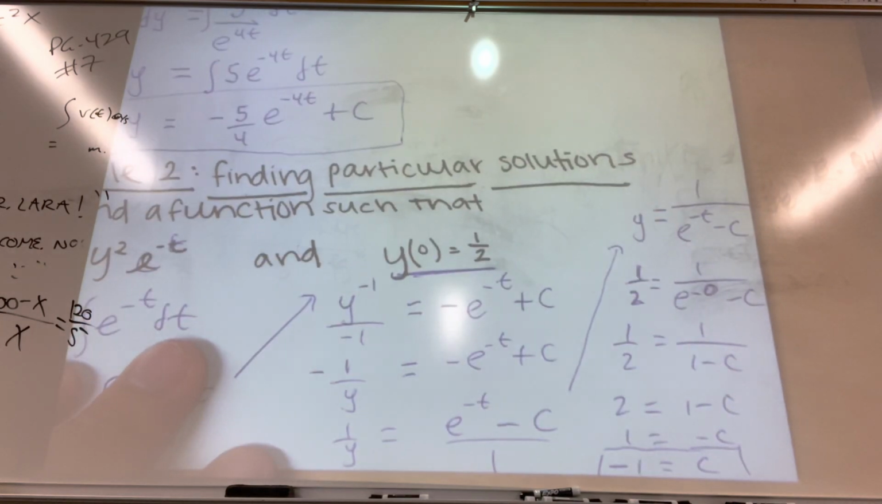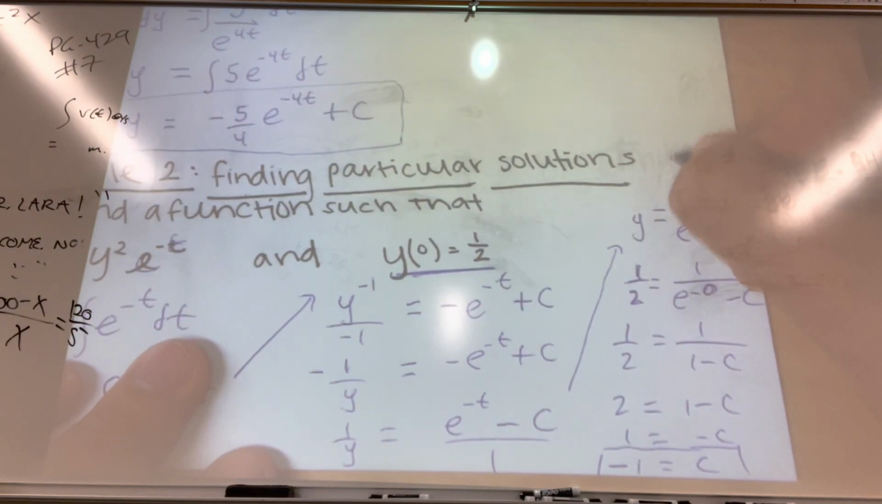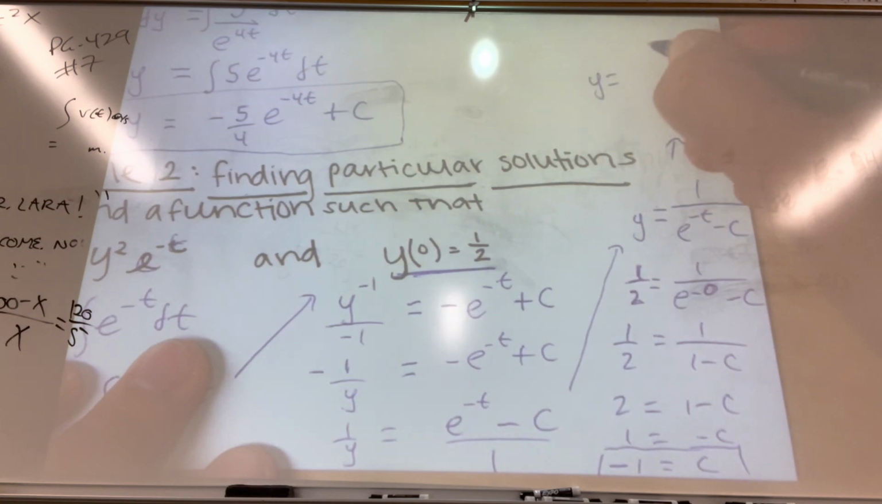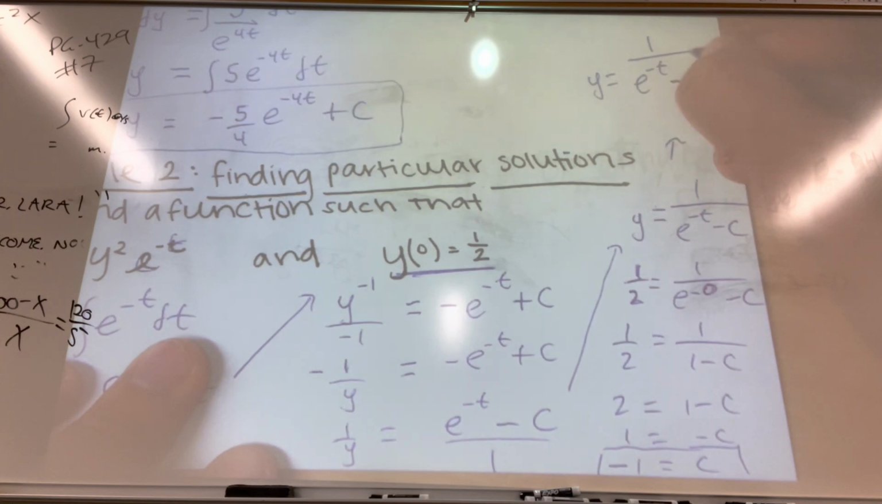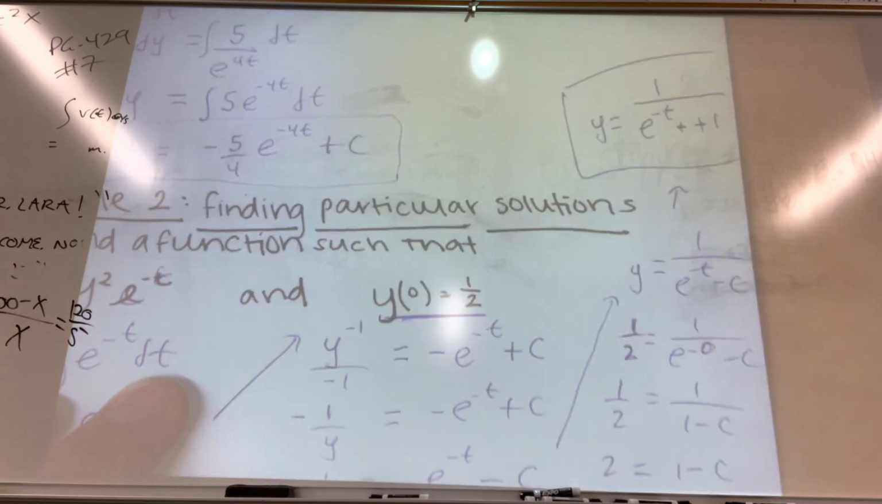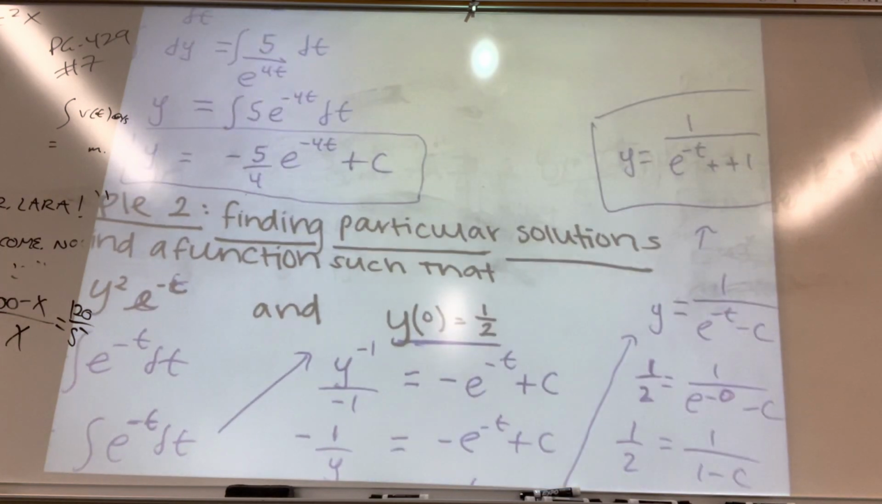So my final answer, now that I know, it's going to be y is equal to 1 over e to the negative t, minus negative 1, which would be a plus 1. So do you see it's the same thing that we did before? It's just we added an extra step. But everything else is the same.